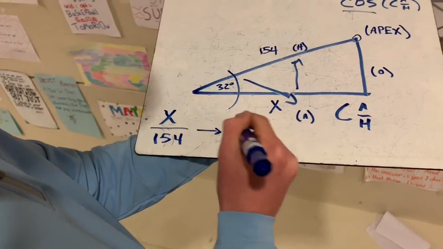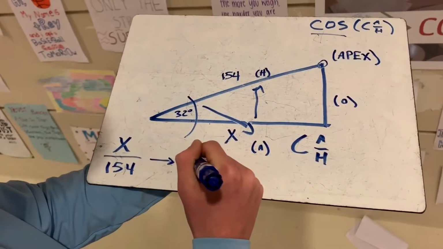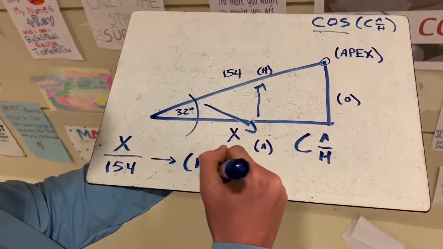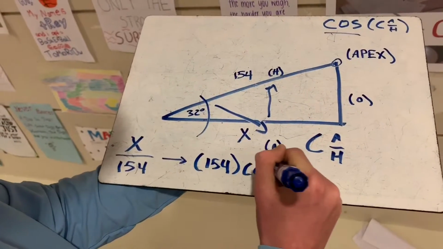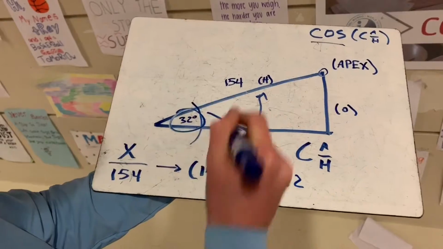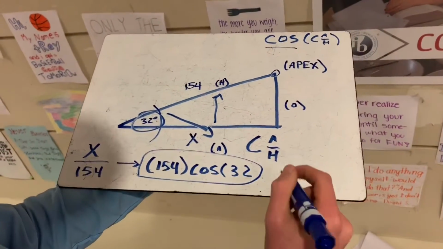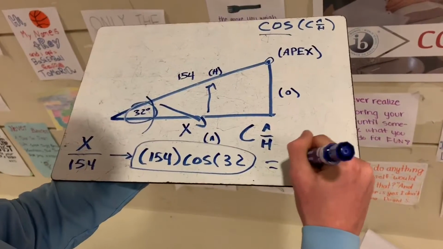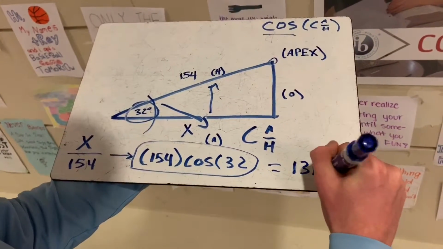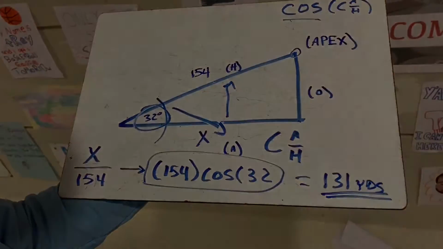And then after we find that, to put it in our calculator, we'll need to say 154 times cosine of 32, which is your launch angle. And then once you type that in and hit enter, you should get 131 yards after rounding to your nearest whole number.